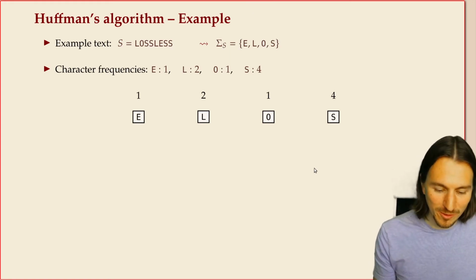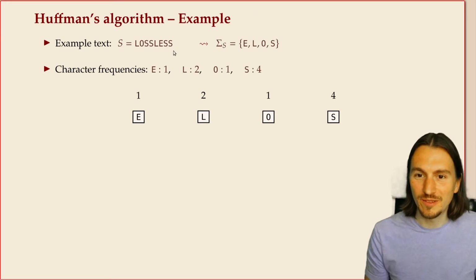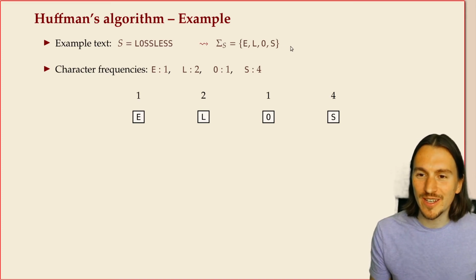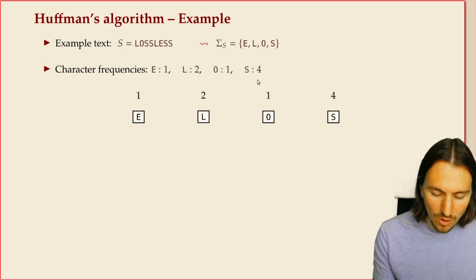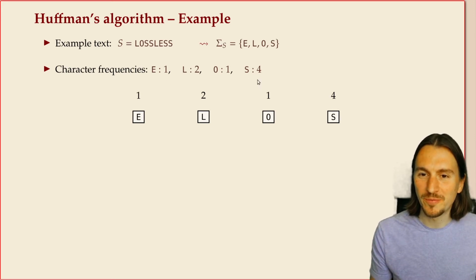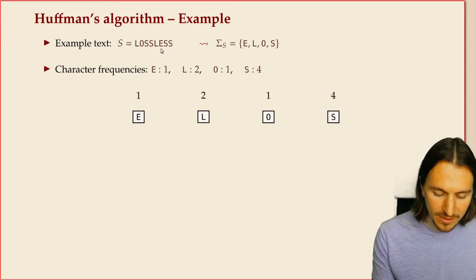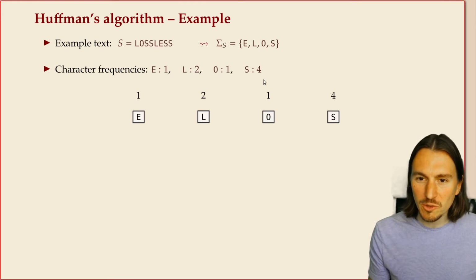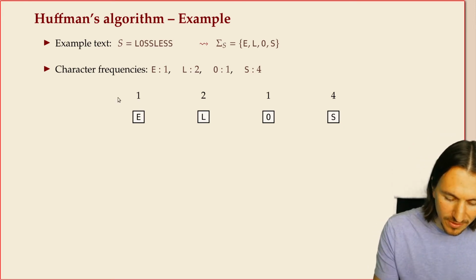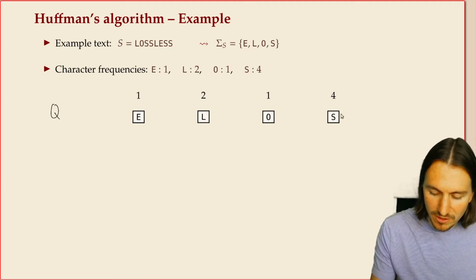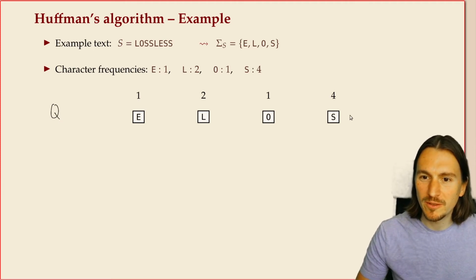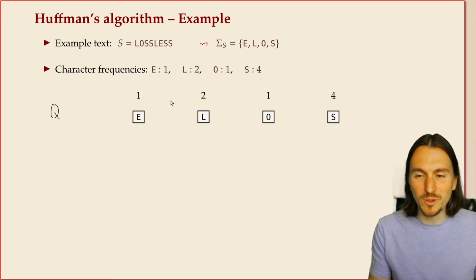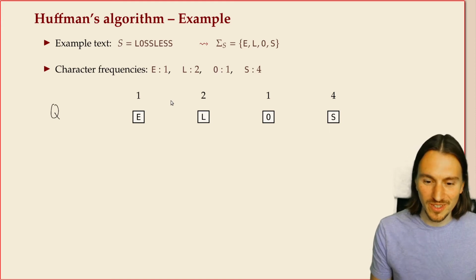So here's a small example. We start with the source text lossless. That means the alphabet has 4 letters, E, L, O, and S. And we can count how often each of these characters occurs. So we have 1 E, namely here, we have 2 L's, we have 1 O, and we have 4 S's. So we initialize our priority queue. This is the queue all the time. You see what it contains. It contains the original characters and their frequencies, and will contain the super characters while we're going.